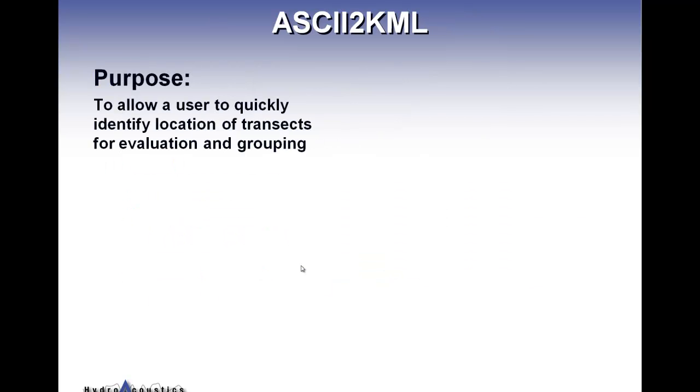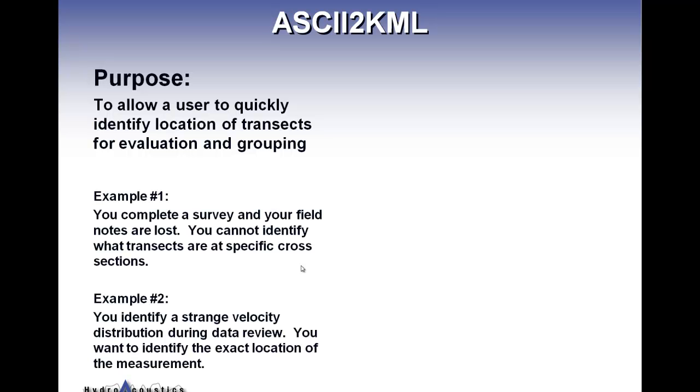So the purpose of the ASCII2KML utility is basically to allow a user to quickly identify locations of transects for evaluation and grouping. Examples of this might be that you've completed a survey in the field and your field notes are lost and you can't identify which transects were at specific cross sections within your study reach.